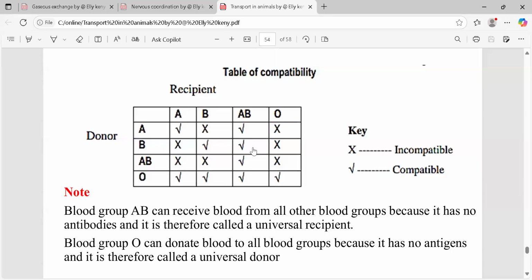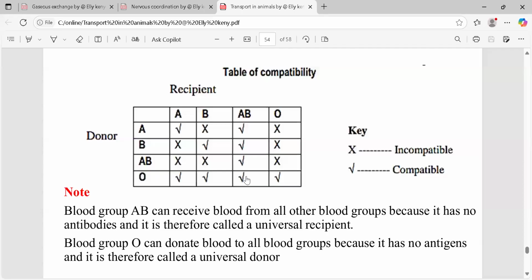Okay, so that's the way it is. Note, blood group AB can receive blood from all other blood groups, like you see. All the lines of AB can receive. Meaning, if a person has blood group AB, they will be in a position to receive blood from anyone. So if you're of blood group AB, then you're very lucky.